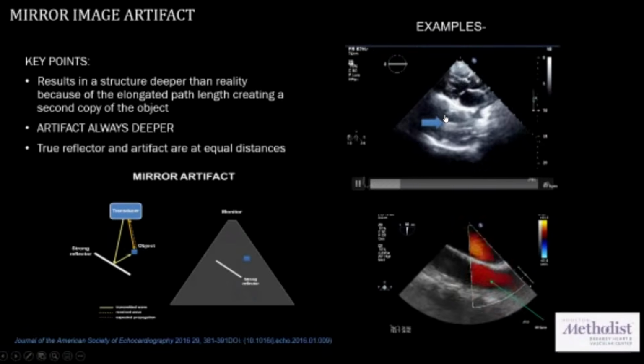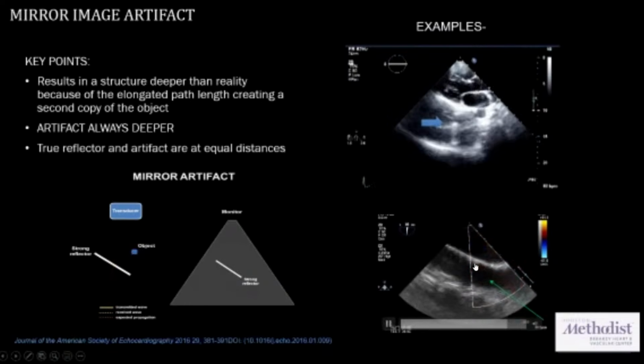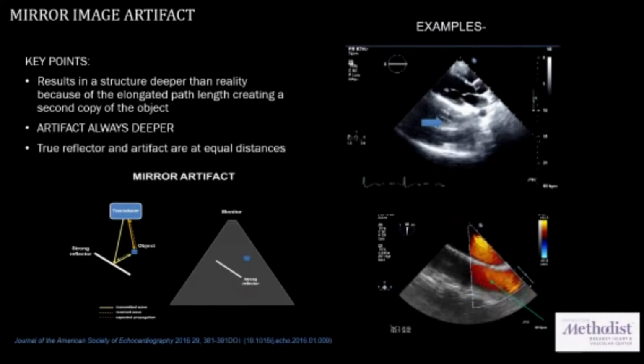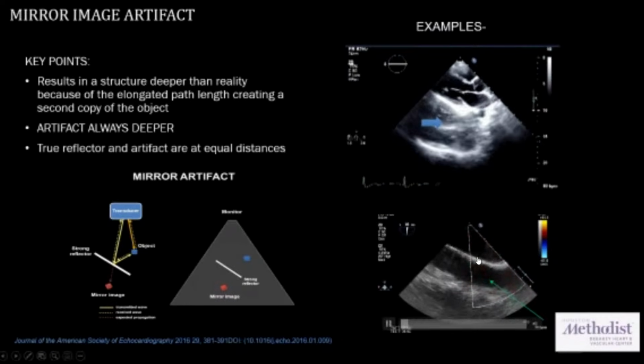And as you see, this thing is actually moving with the mitral apparatus. Here's another example, and this shows that it can also happen when there's color as well. And if you see, this is nothing but color flow Doppler in the descending aorta, which is duplicated.